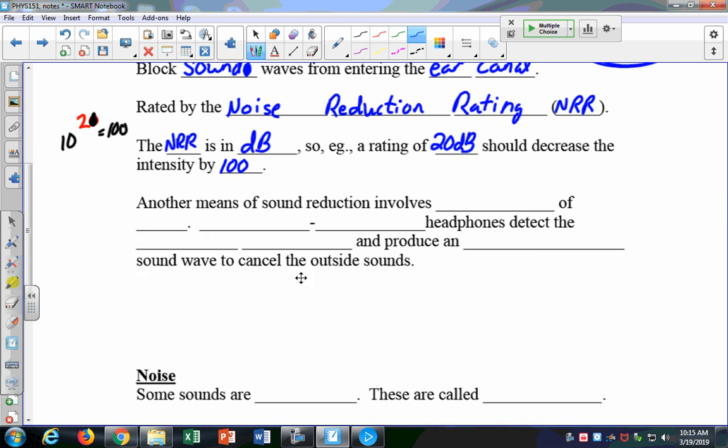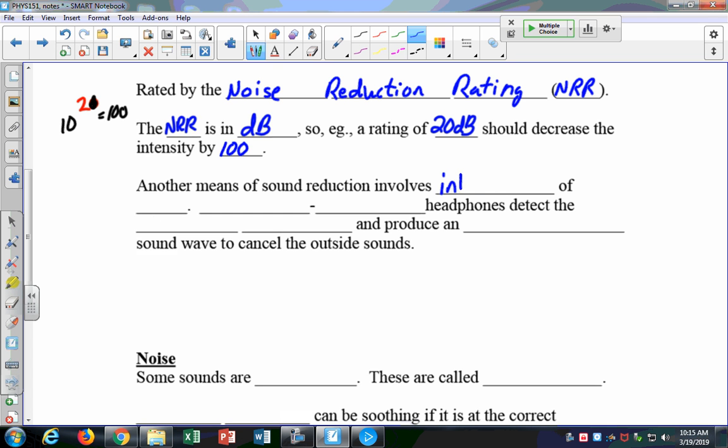Another means of sound reduction involves interference of sound waves, or interference of waves. We've seen this. Remember that video that I made y'all watch with the seal? Like the really arrogant and mean seal that got what it deserved from the killer whales? Did I just say that out loud? I was thinking it. No, the cute little seal that got eaten by the killer whale. Remember what the whales did? They took waves and they added them up to make a much bigger wave, right?